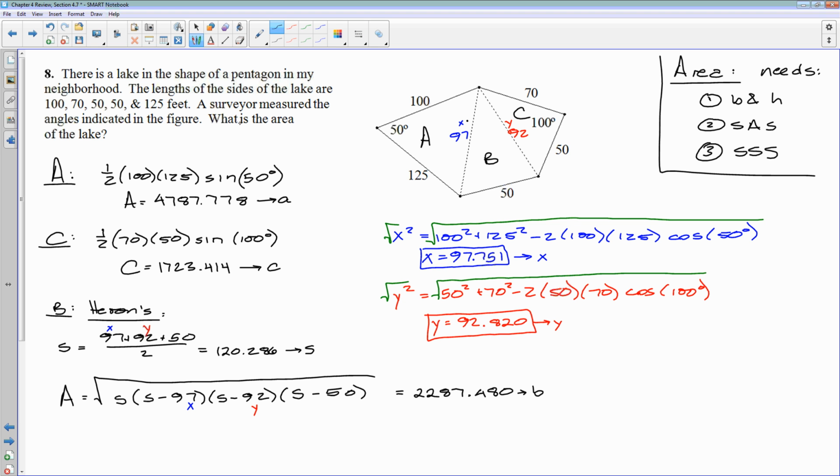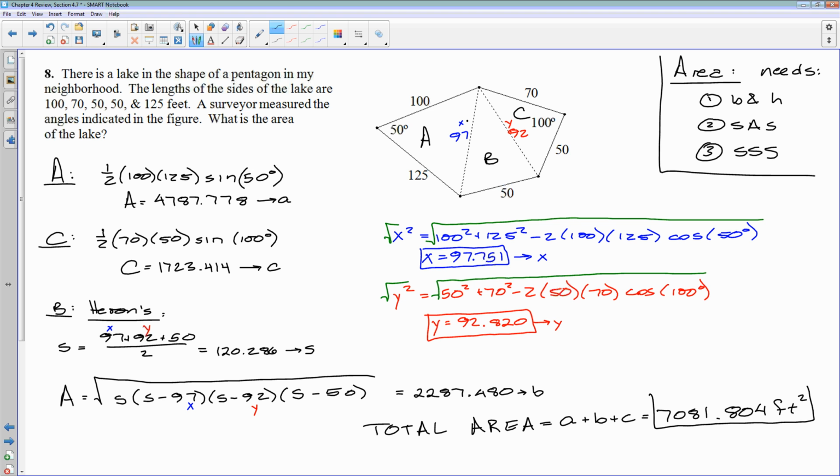And then finally, the area of the lake, my total area. Since I have all the areas now stored for A, B, and C, I'm simply going to type in my calculator alpha A plus alpha B plus alpha C, which is 7,081.804. And the unit is in feet, so the area would be feet squared.